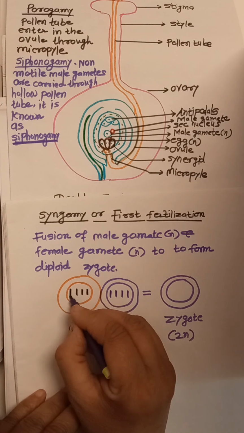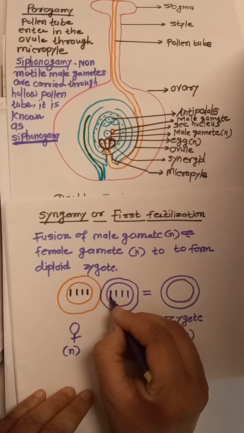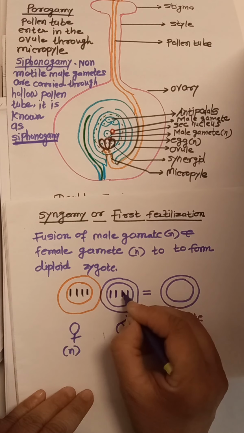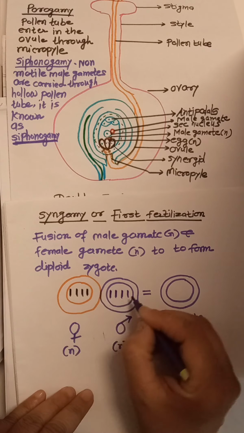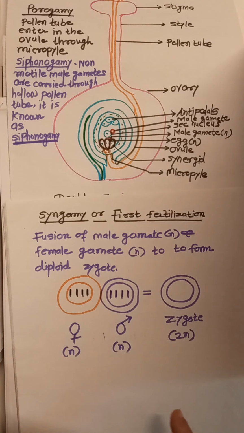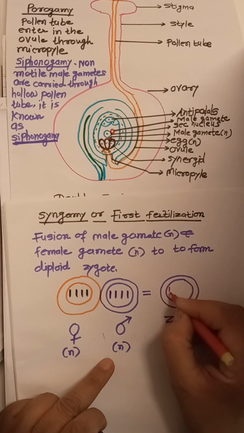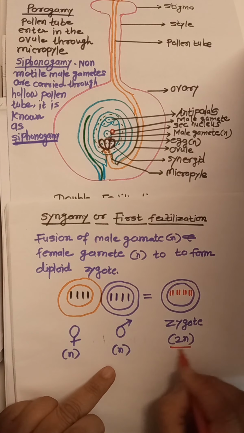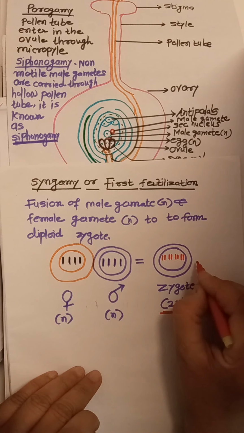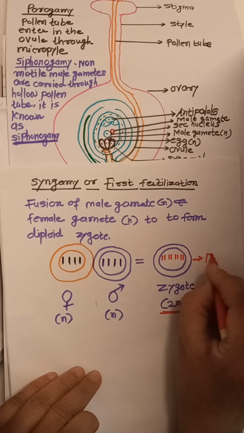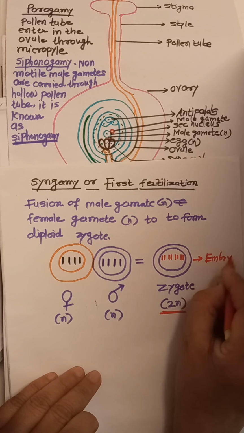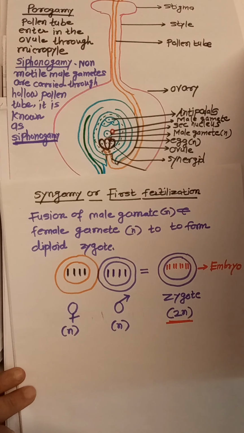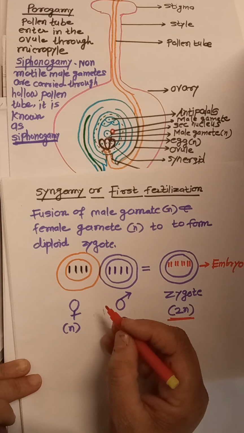In the zygote, this chromosome forms a pair with this chromosome, and this chromosome forms a pair with this chromosome. So in the zygote, chromosomes are present in pairs. Hence zygote is diploid, and from the zygote the embryo will be developed. So this is called syngamy or first fertilization. This is the third event of fertilization.